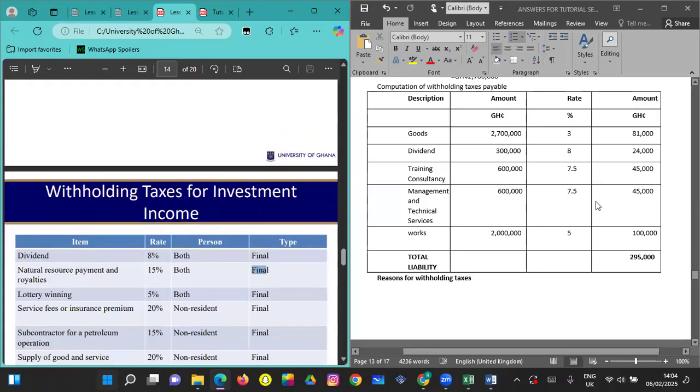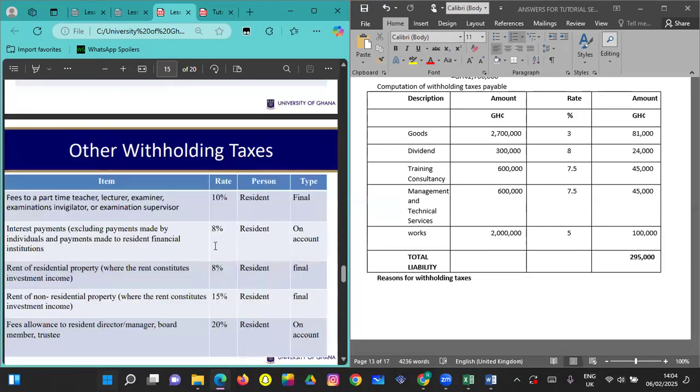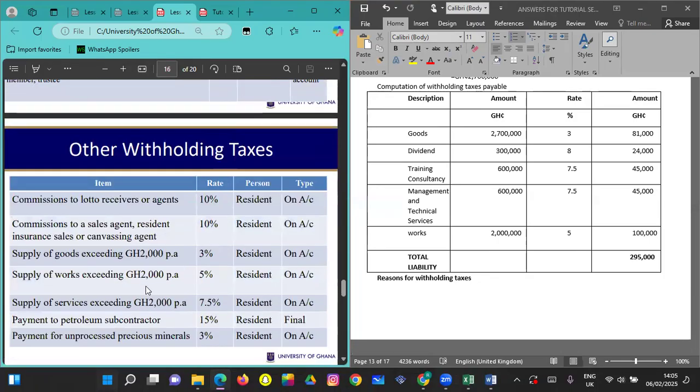All right. So 7.5, then works is 2 million, which is more than 2,000, and then it's also at 5%. So this is what we get, and this is our total liability.